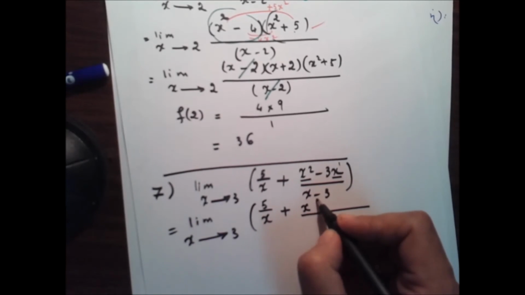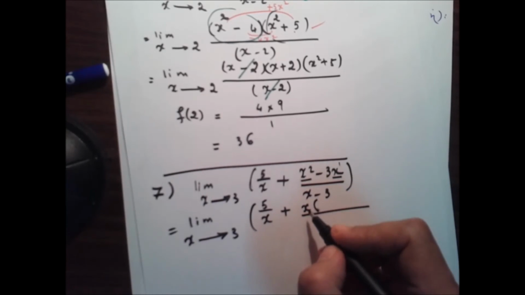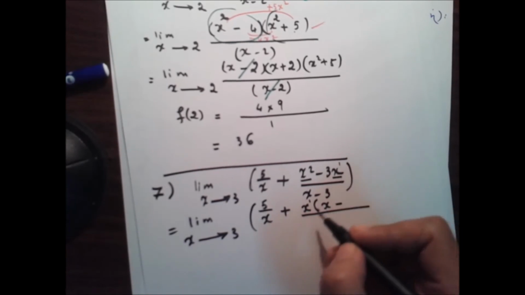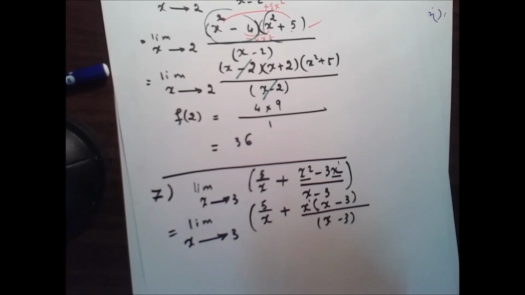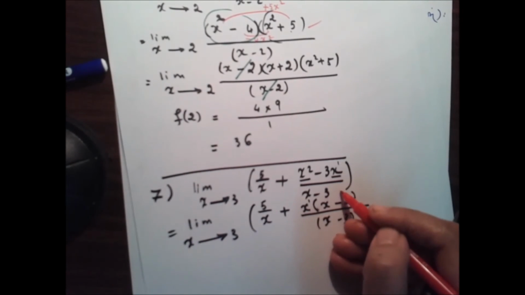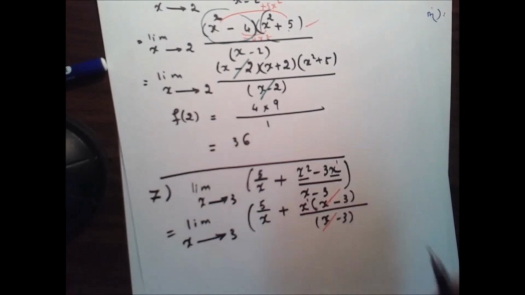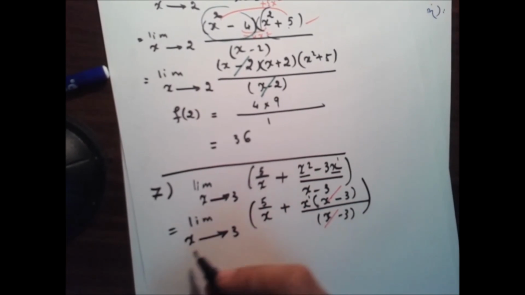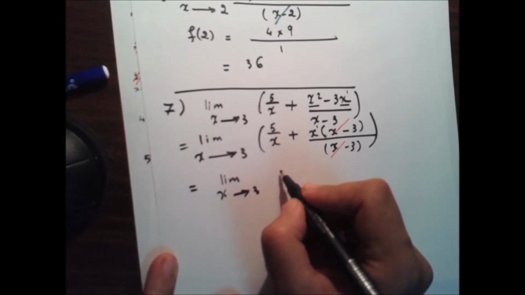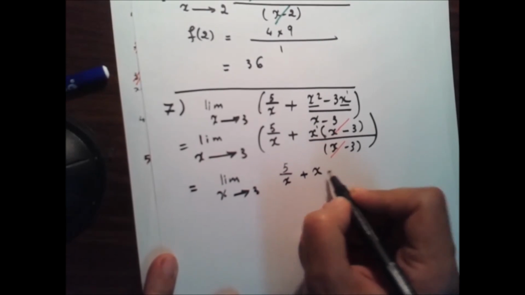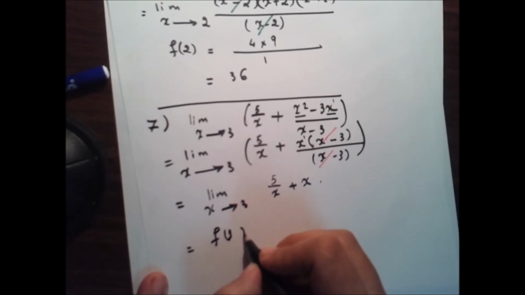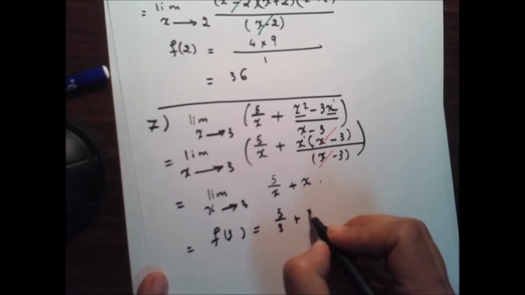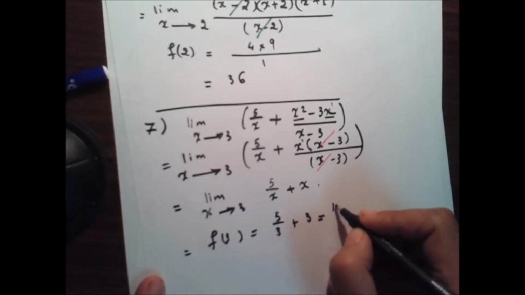So we have x outside. Divide each term by x. So x squared divided by x to be x, minus 3x over x to be 3. And down we have x minus 3. Finally, we can simplify the x minus 3. Cancel them together. And finally, I have up x. So this is equal to the limit as x tends to 3 of 5 over x plus x. By direct substitution, you get f of 3 is equal to 5 over 3 plus 3 to be 14 over 3.